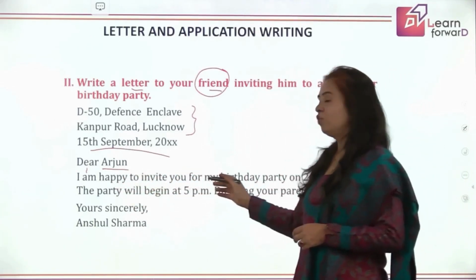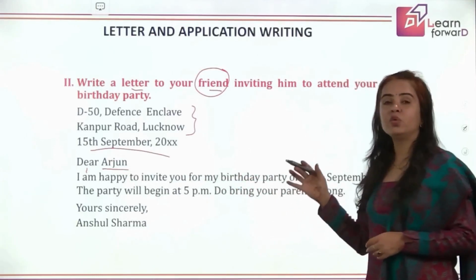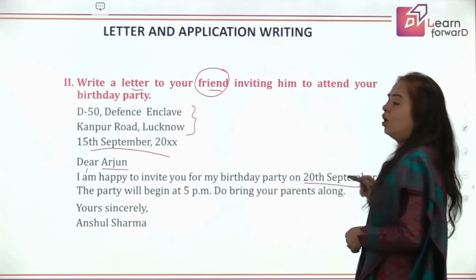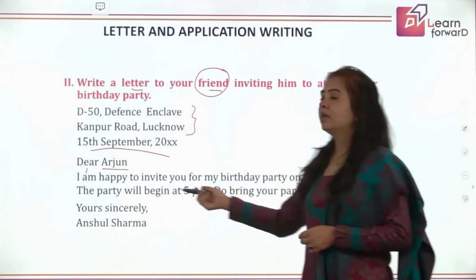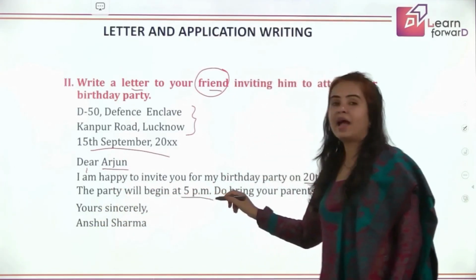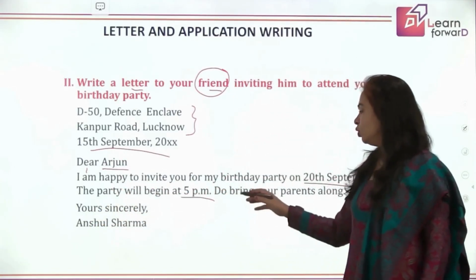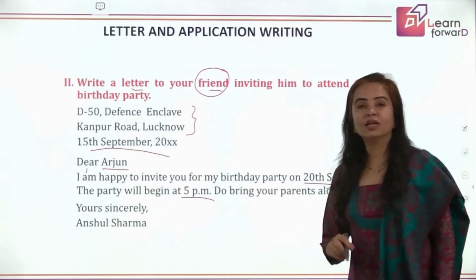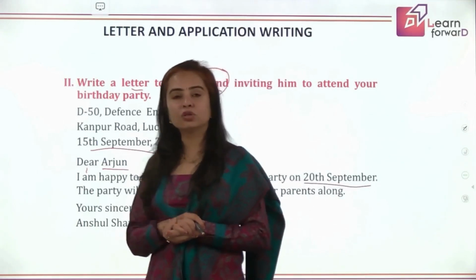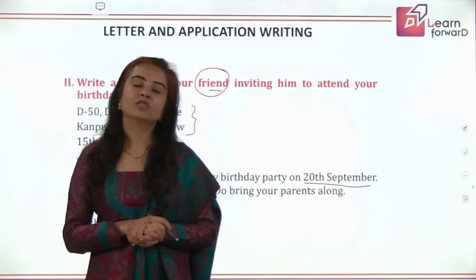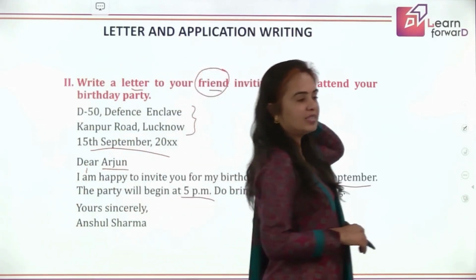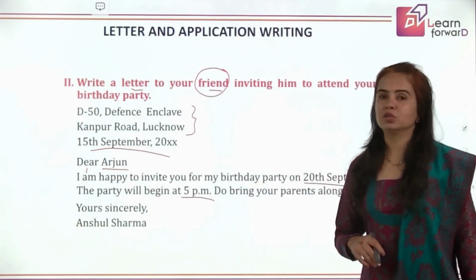I am happy to invite you for my birthday party. When you are going to celebrate your birthday, write your own date of birth here, whatever date it is. And you have to tell the time also for coming. The party will begin at 5 p.m. sharp. Do bring your parents along. That means you are inviting his or her parents also. He should not come alone. So you are going to celebrate your birthday with everybody there, your friends and the parents also.